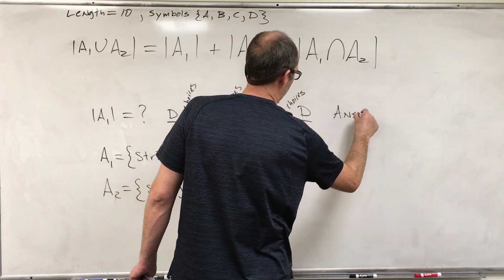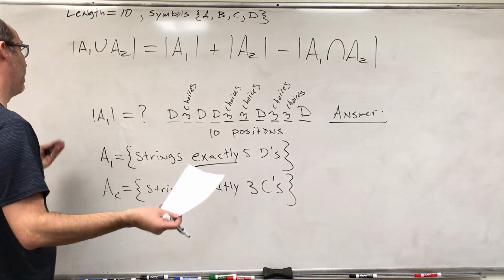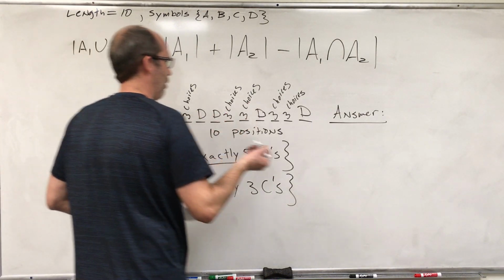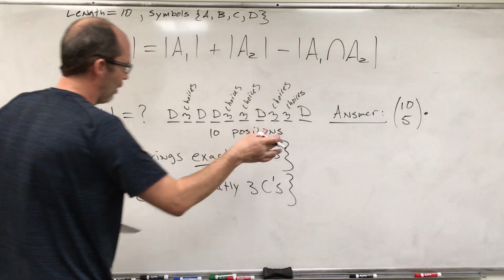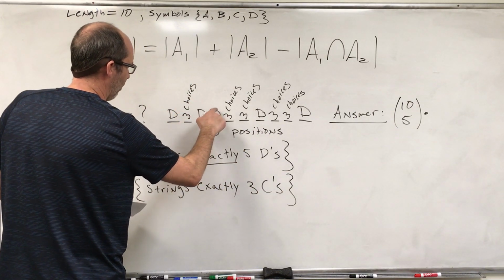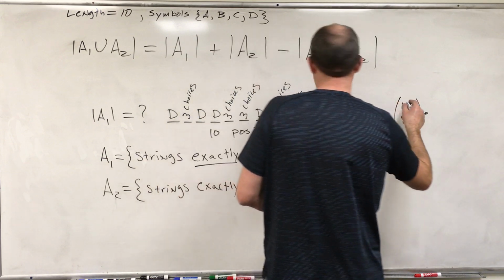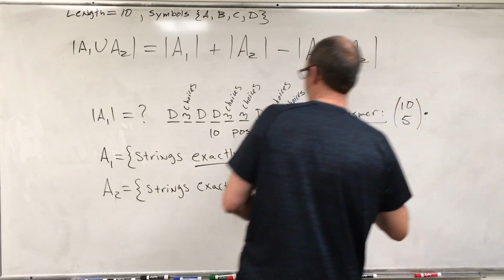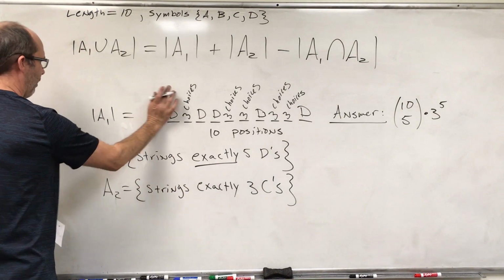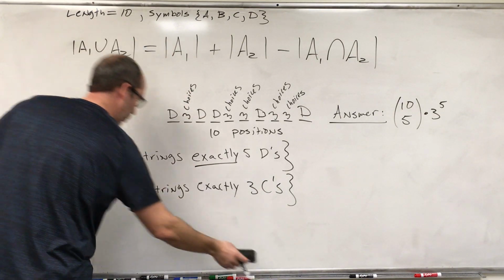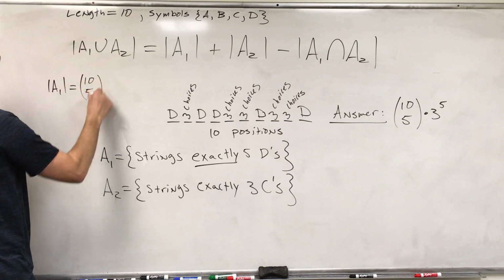So we have 10 positions, and we choose 5 of them to be Ds. Once we do that, we have 3 choices for each of the 5 remaining positions. Now think about this: if you were to move that D there, choosing that position instead of this one, it would just move the 3 choices right there. It's the same idea. So we have 10 positions, choose 5 of them to be Ds, and then we have 3 to the 5th. So the cardinality of A1 is 10 choose 5 times 3 to the 5th.